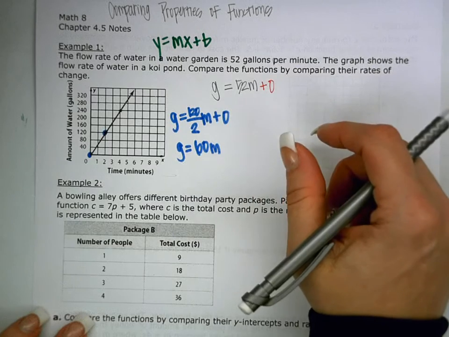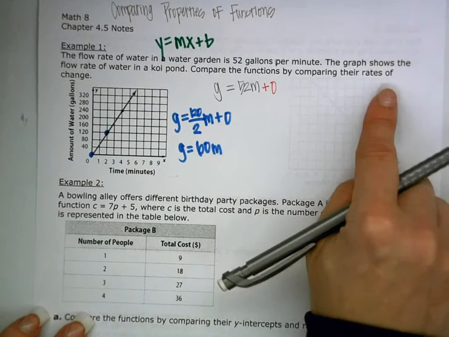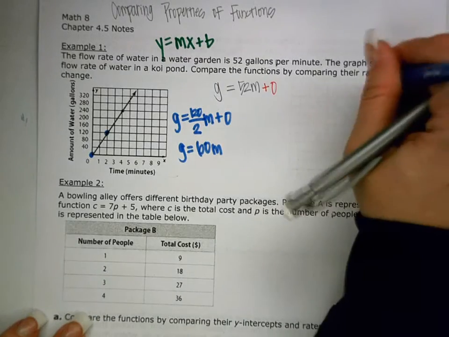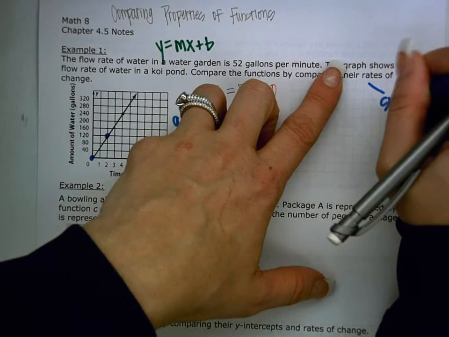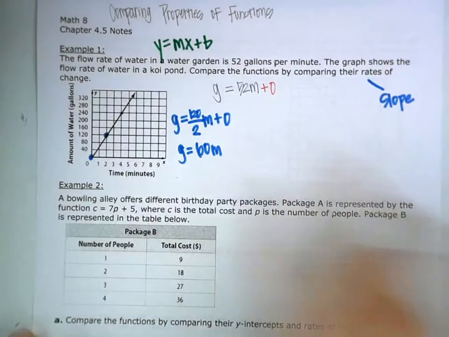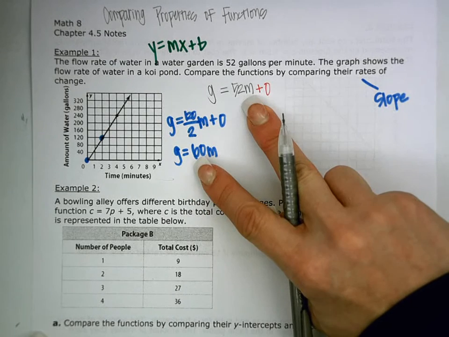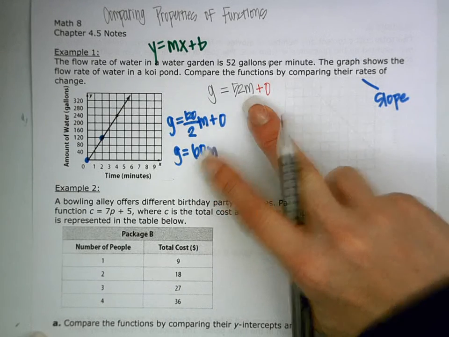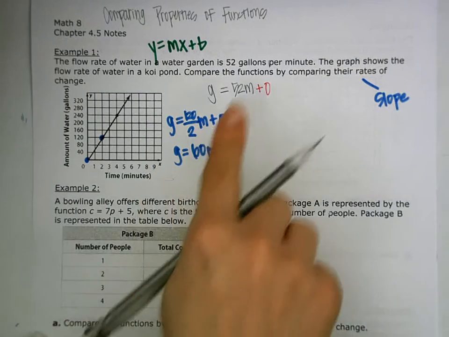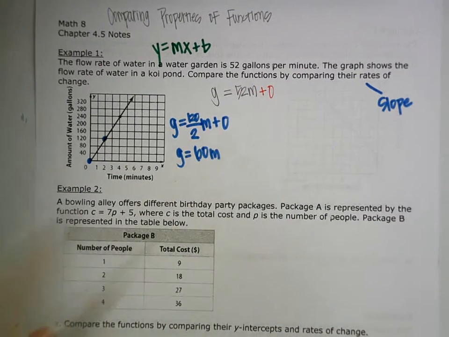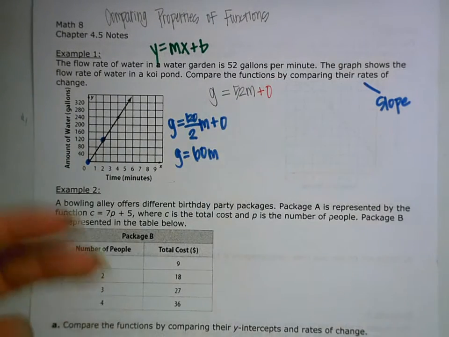No, it's not necessary. This one's asking, compare the functions by comparing their rates of change. Rate of change is the same thing as slope. So we're going to compare these two. Which one has a faster rate of change, or which one has a higher slope? The koi pond or the water garden? The koi pond. When you're asked to compare these, all they're really asking you to do is say which one is more.